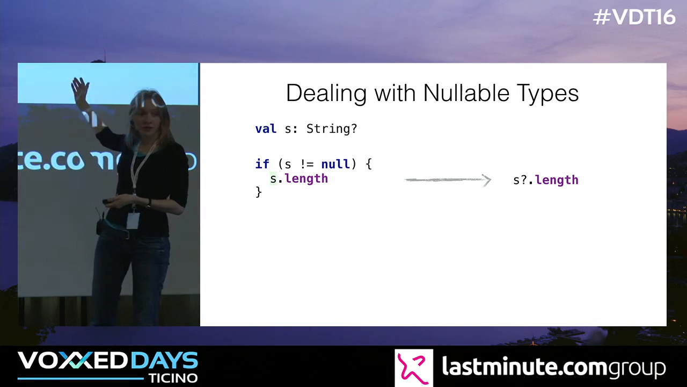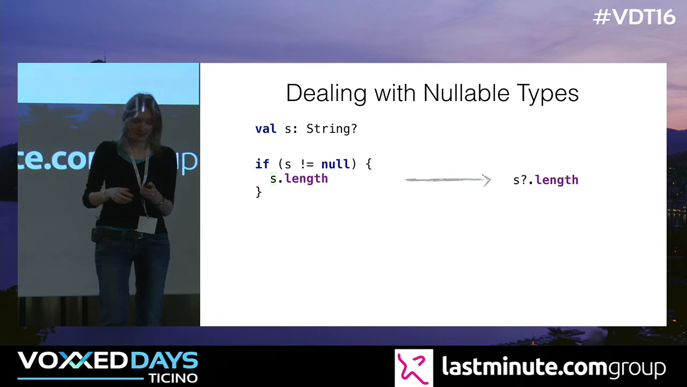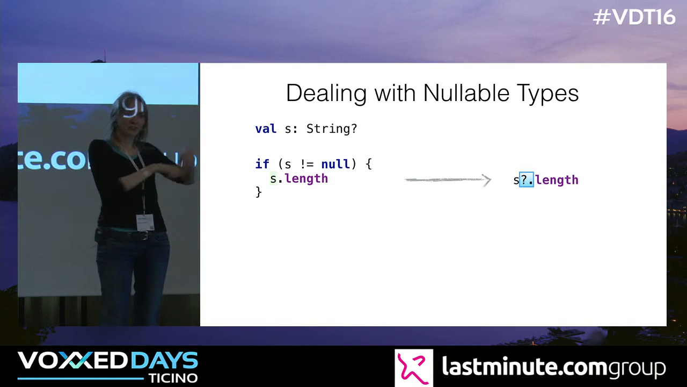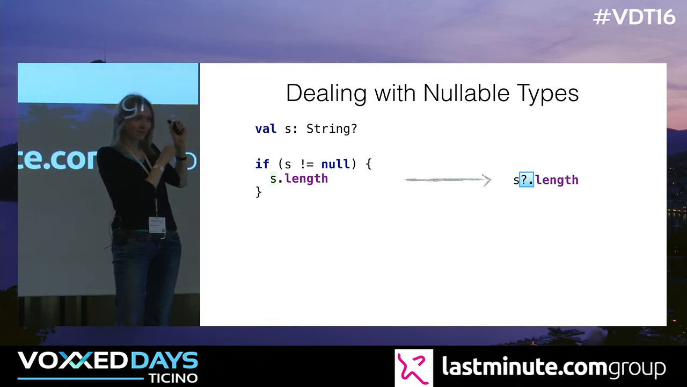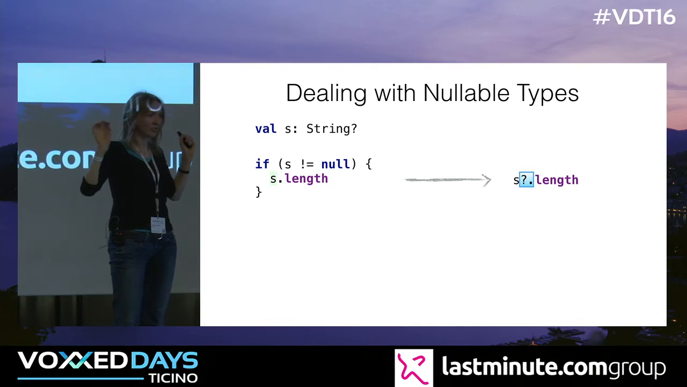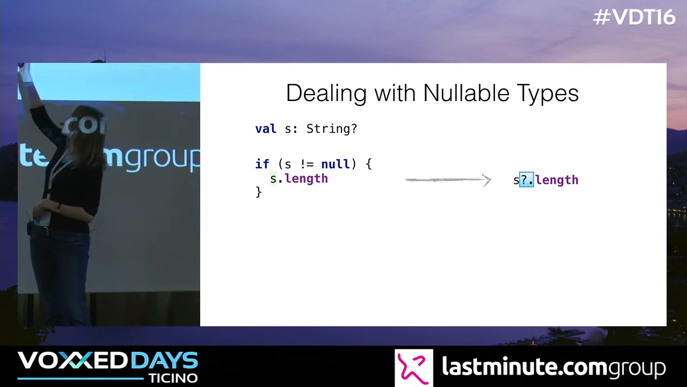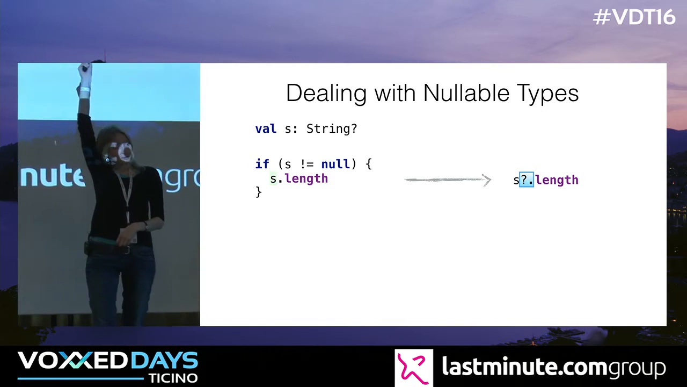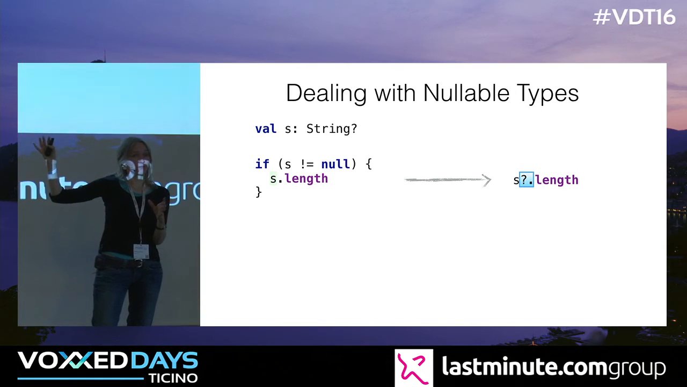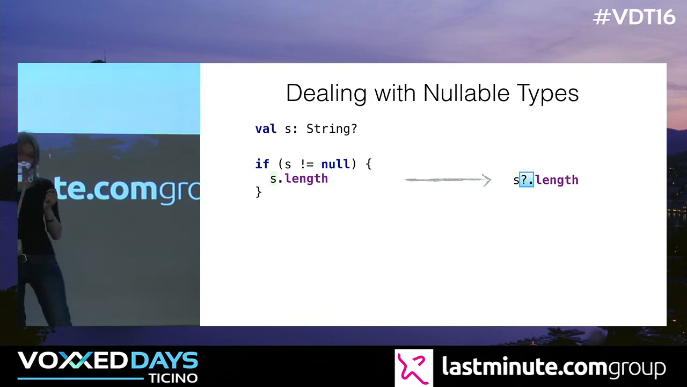You can access it via question mark dot. It's called safe access. It's not a Kotlin invention either. If I'm not mistaken, it was stolen from the Groovy language. Does anyone know Groovy? Okay, some of you can admit, yes, in Groovy there is a similar concept. That means if s is null, please return me null as a result. If s is not null, return length. So it's much more concise, and it expresses the same concept as before.